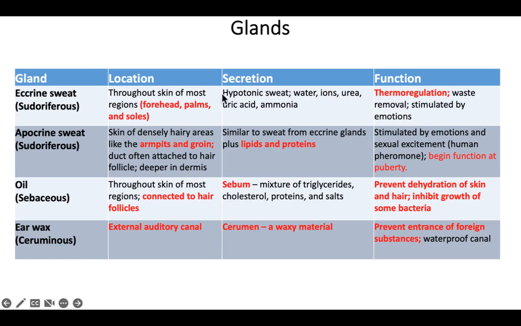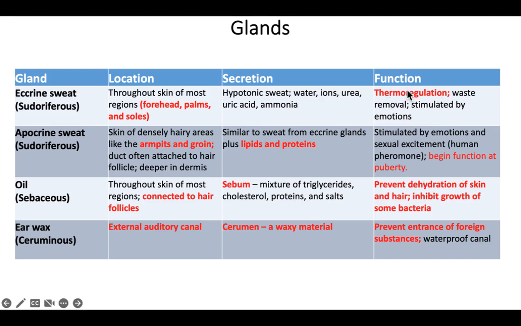We call that sweat hypotonic because it's very watery. So mostly water, some ions, and a little bit of waste. Urea, uric acid, and ammonia are all waste products. Most of that stuff is excreted in urine, but there's a little bit of it in this sweat. Sometimes if you overconsume something, so let's say you had a nice Italian meal and you load it up with garlic, sometimes you can get some spillover into your sweat as well.